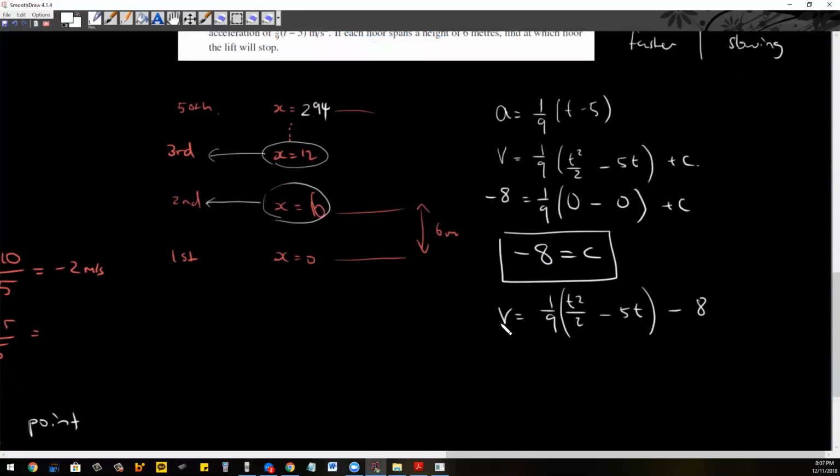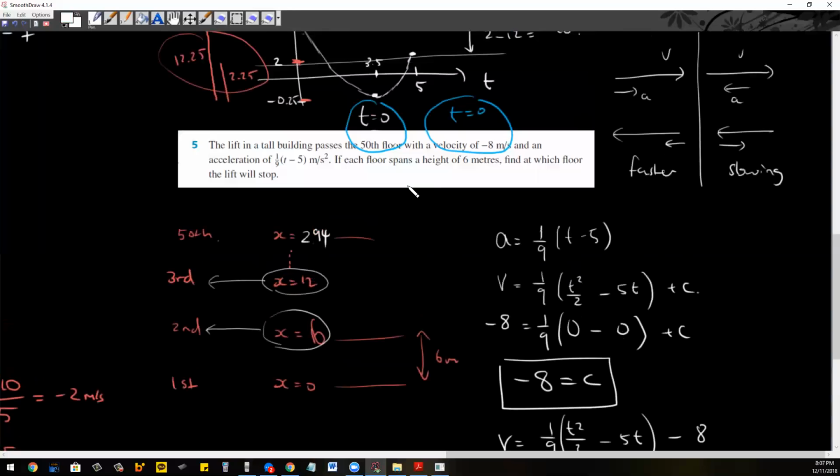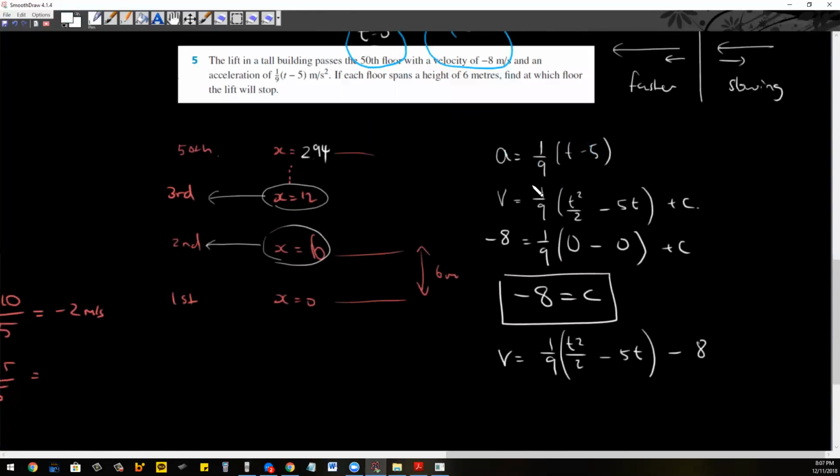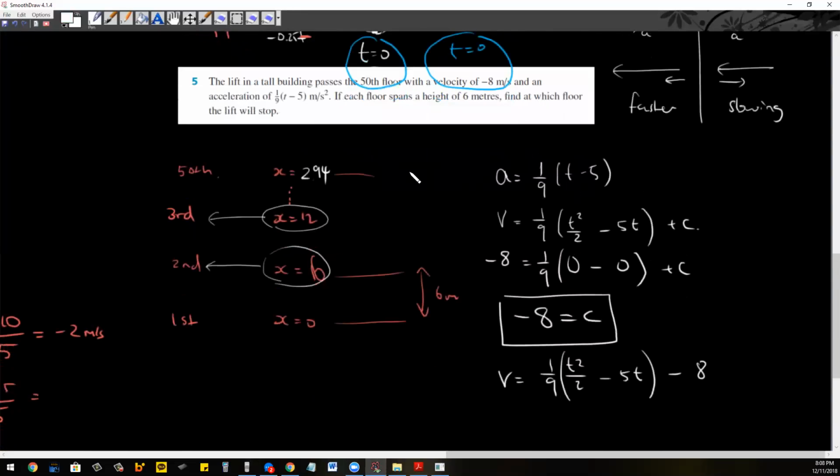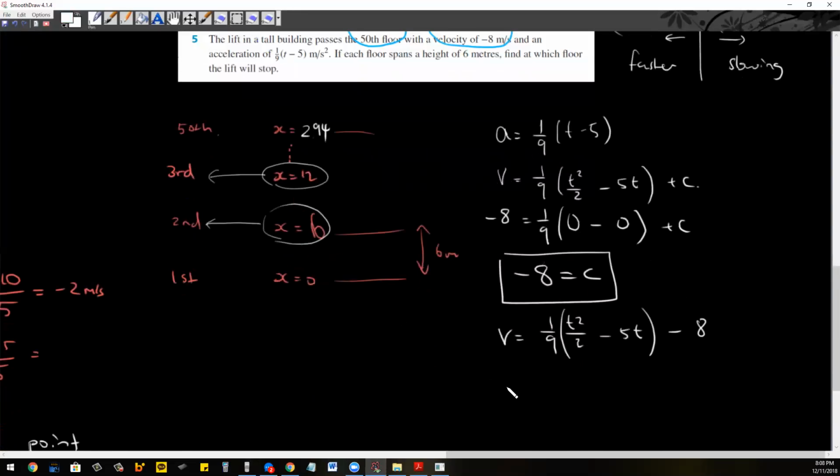Now, once you have that, because we're trying to find out, we're not trying to find the displacement, we were trying to figure out at which floor the lift will stop, right? At which floor will the lift stop? Actually, for that you need to anti-differentiate that too. So the velocity is t squared over 18. When you expand this out, this is 5 on 9 t minus 8.